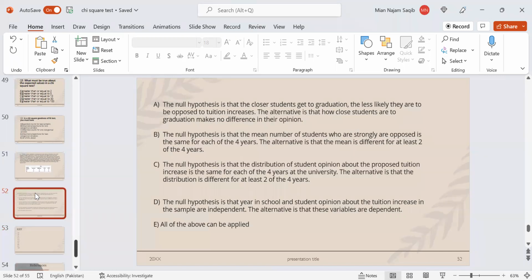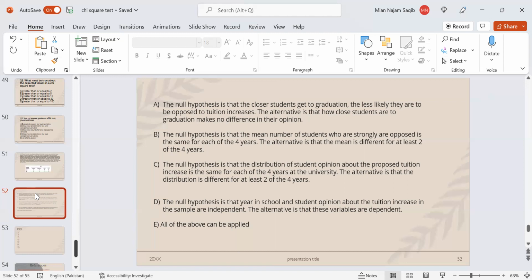A, the null hypothesis is that the closer the students get to graduation, the less likely they are to be opposed to tuition fees. The alternative is that how close students are to graduation makes no difference in their opinion. Option B is that the null hypothesis is that the mean number of students who are strongly opposed is the same number for each of the 4 years, and the alternative hypothesis is that the mean is different for at least 2 of the 4 years.